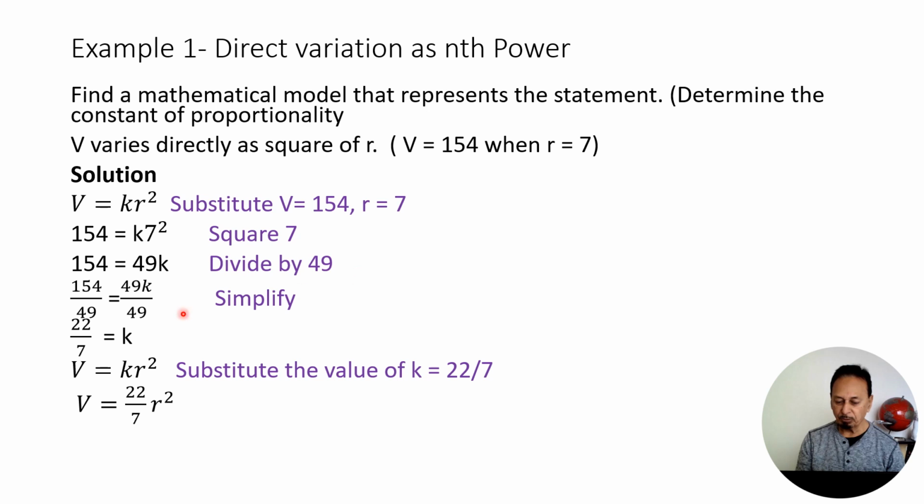Now we divide by 49, so you have 154 over 49 and 49k over 49. Simplify: 49 cancels with 49 and gives you k, and we can divide 154 by 7, which gives you 22, and divide 49 by 7, which gives you 7. So k is 22 over 7. Now we write the model V equals k r squared and substitute the value of k equal to 22 over 7. So the model becomes V equals 22 over 7 r squared.